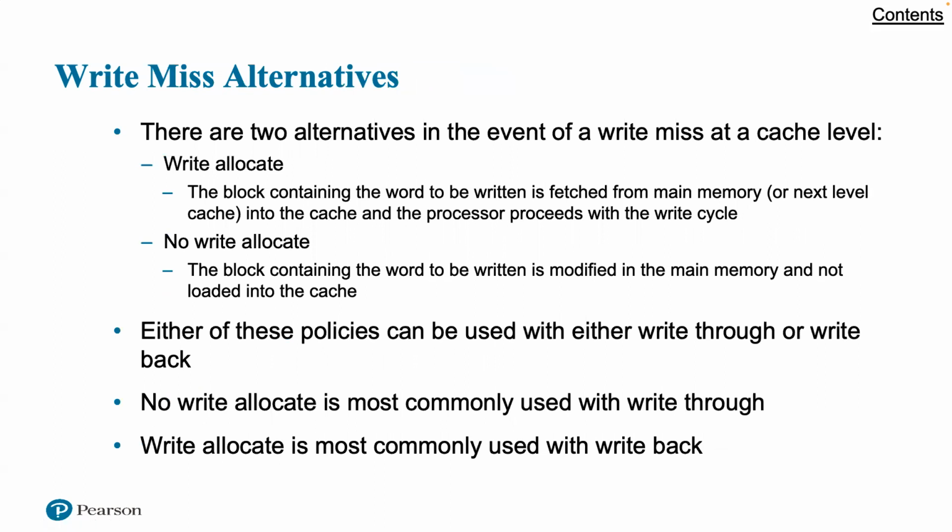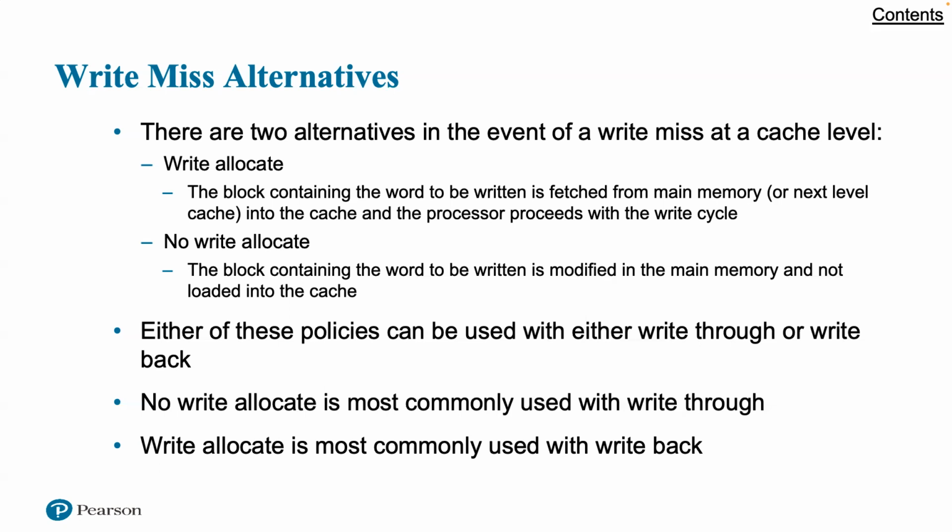What about write-miss alternatives? There is another dimension in the write policy when a miss occurs at cache level. There are two alternatives in the event of a write miss. First, we have write allocate, where the block that contains the word to be written is fetched from the main memory or the next level cache into the cache, and the processor proceeds with the write cycle. The other possibility is no write allocate. The block that contains the word to be written is modified in the main memory and not loaded into the cache.